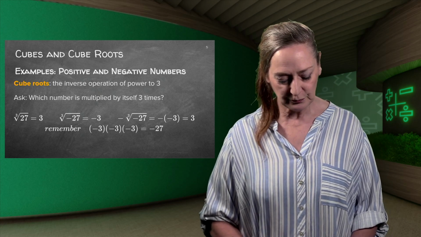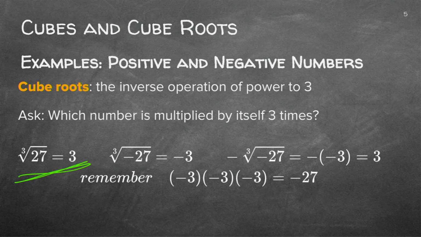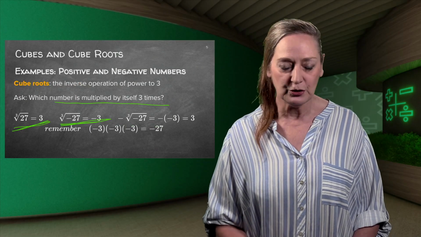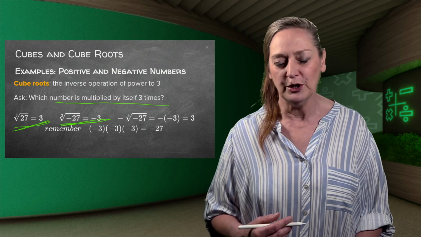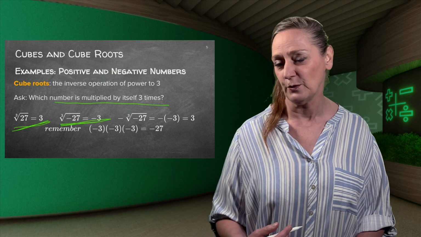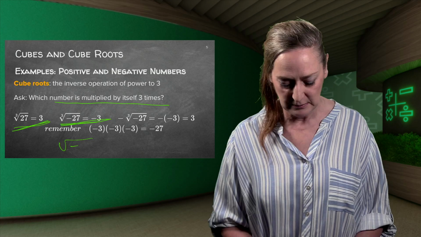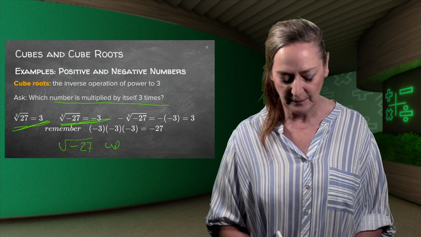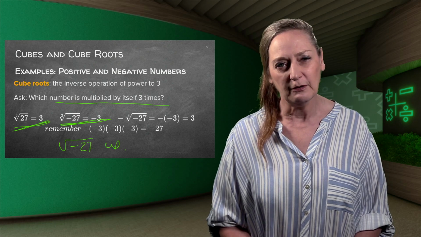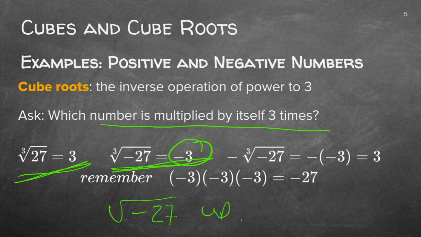Cube roots. What is very interesting is that you are going to ask yourself which number is multiplied by itself 3 times. Now, the square root of minus 27 doesn't exist. This is undefined. But we now have the cube root of minus 27. And what number did I multiply by itself 3 times? It was minus 3. So the answer is minus 3.